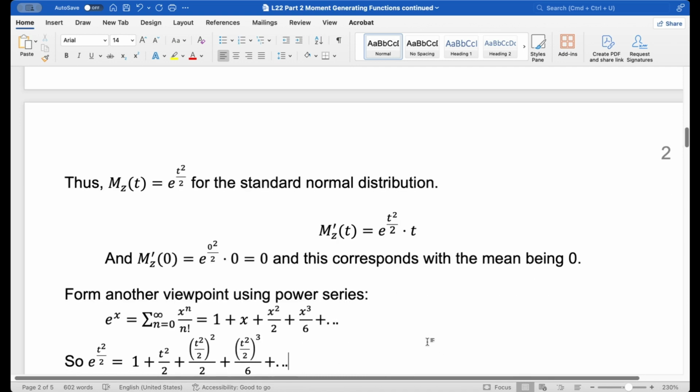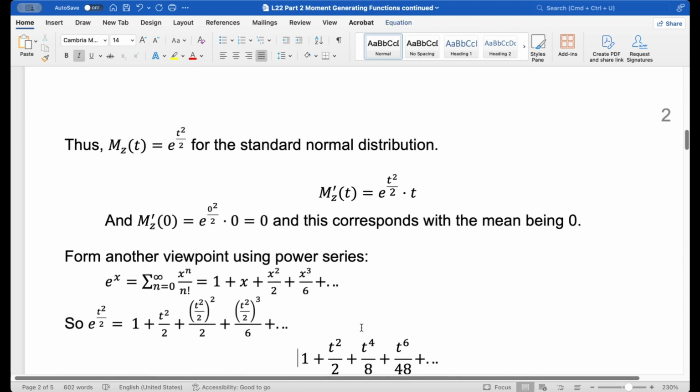Alternate approach is to express e to the t squared over 2 as a power series. The power series for e to the x is 1 plus x plus x squared over 2 plus x cubed over 6 plus dot dot dot x to the n over n factorial. Replacing x with t squared over 2 in this expression gives us 1 plus t squared over 2 plus t squared over 2 quantity squared over 2. Squaring makes a t to the 4th over 4.